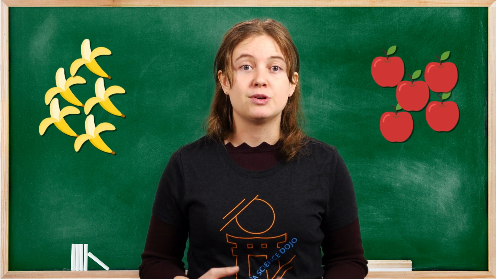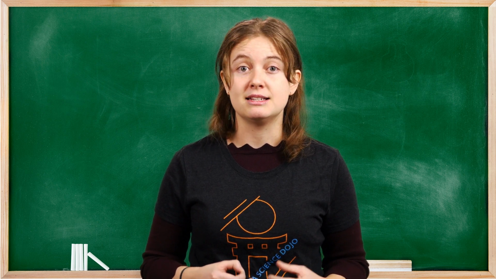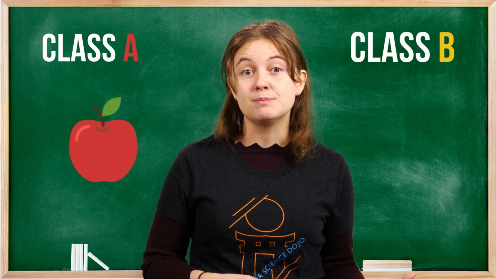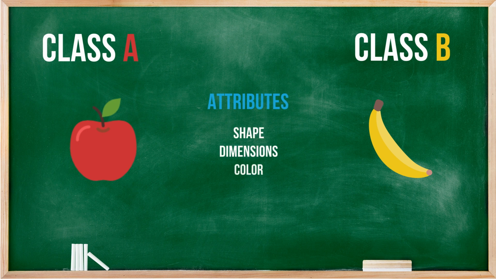A classification model uses attributes of a person or any kind of entity to predict the entity's class. For example, Class A might be apples and Class B might be bananas. The attributes of apples and bananas could be their shape, their dimensions, and their colour. These data points could be used to predict the class outcome of it likely being an apple or a banana, differentiating apples from bananas based on their own unique attributes.